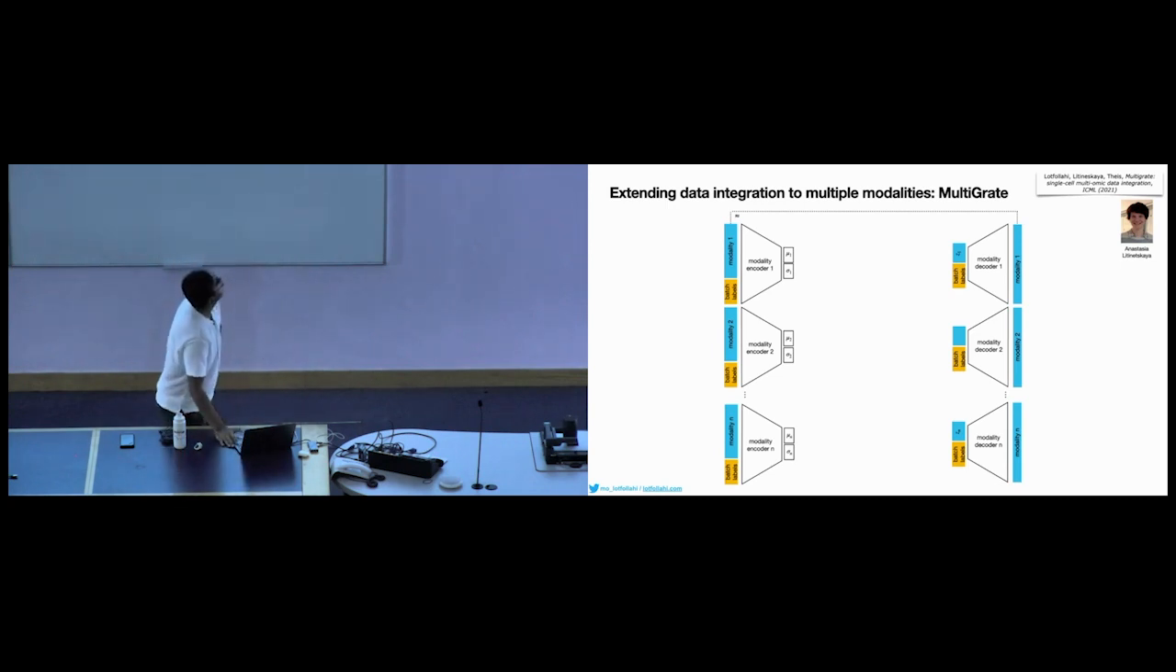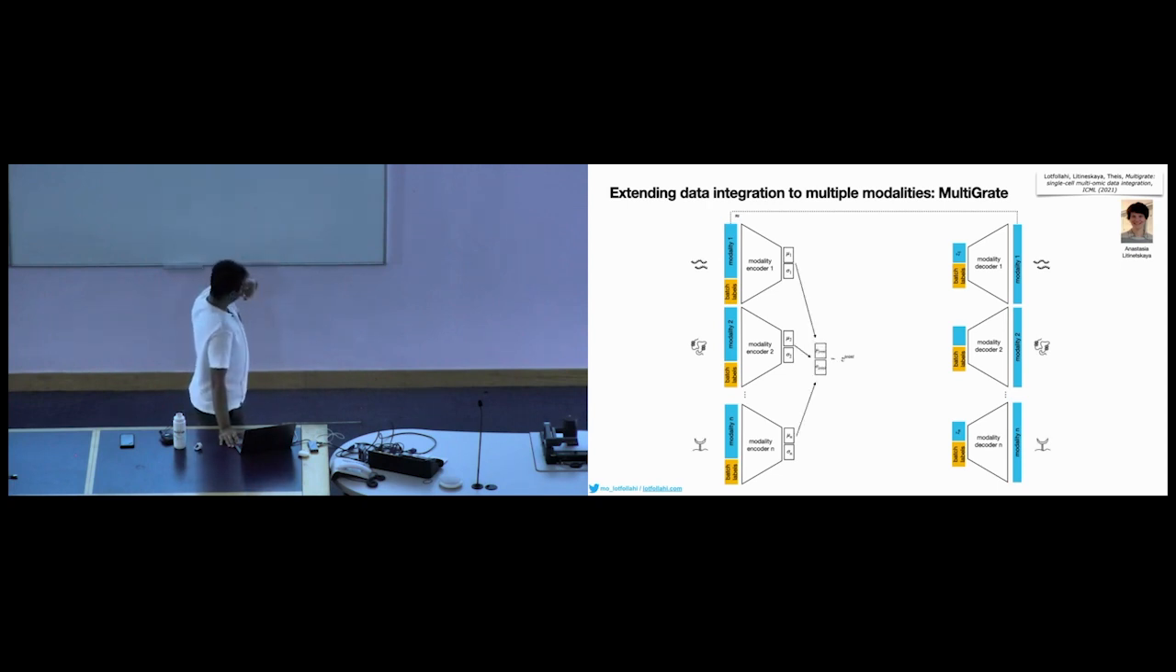In this case, we learned a generative model. You could see different modalities. We have different encoders, and then we learn a generative model based on the concept of product of experts.